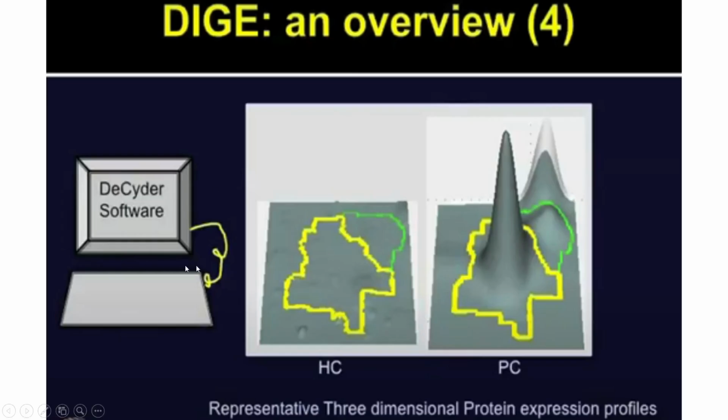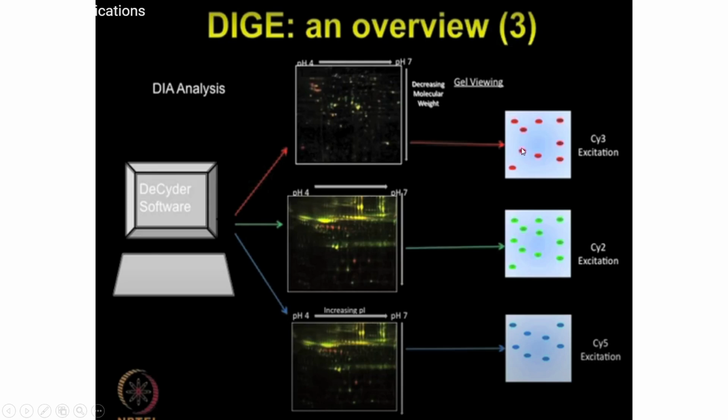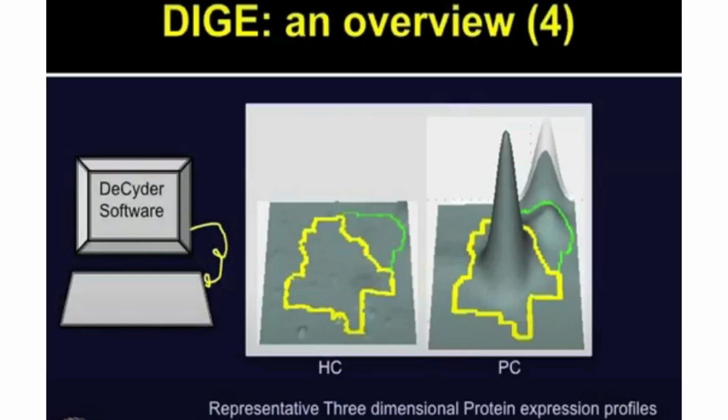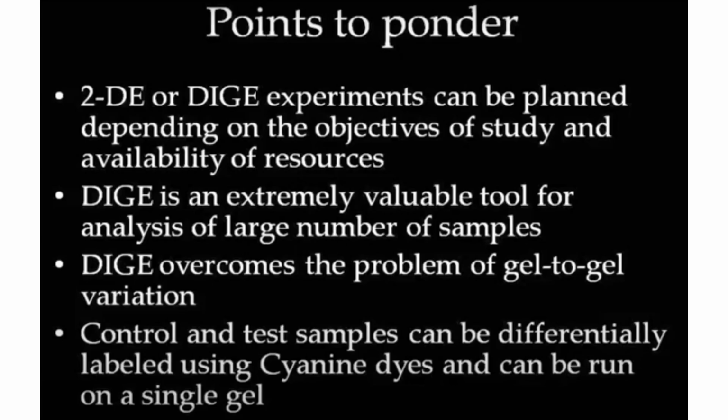So that's how DeCyder software will help you to understand each and every protein, like if it is overexpressed or if it is present or not present, and if the protein is present, what kind of protein it might be depending upon its molecular weight, etc. So that's how all those analyses can be done using this software.